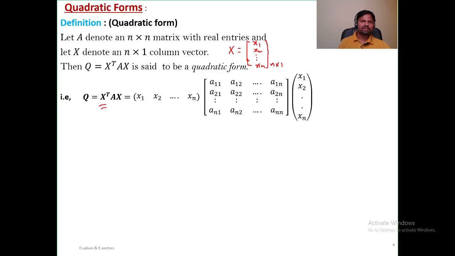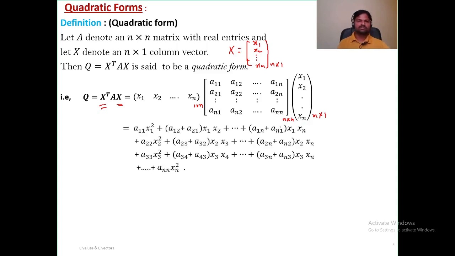So its order is n by n. Let me write here: X transpose is one row, n columns, so 1 by n. Matrix A is of order n by n. And this is n rows, one column, n by 1, this is X. Now this multiplication: 1 by n into n by n, the resultant is 1 by n. Then 1 by n into n by 1, so the resultant is 1 by 1. One row, one column. Only a single entry you will get.